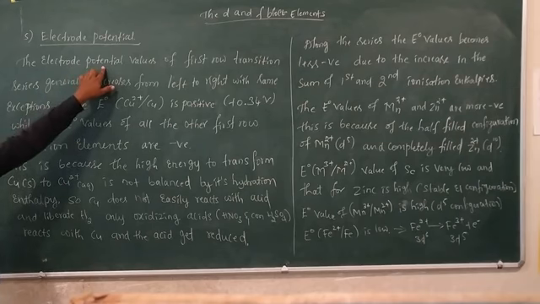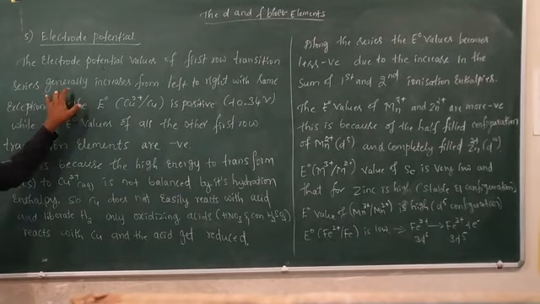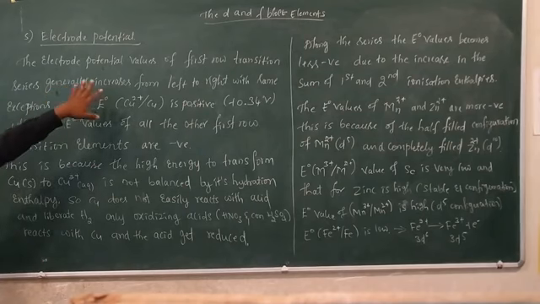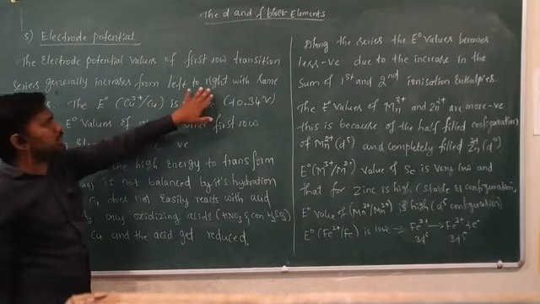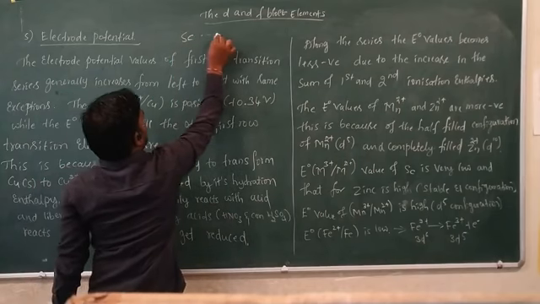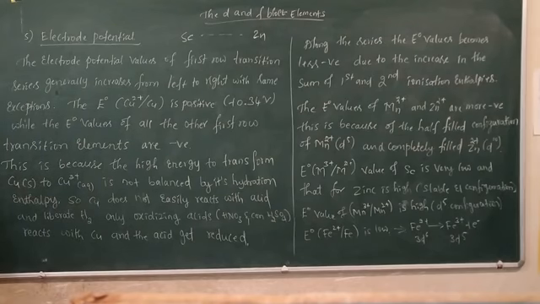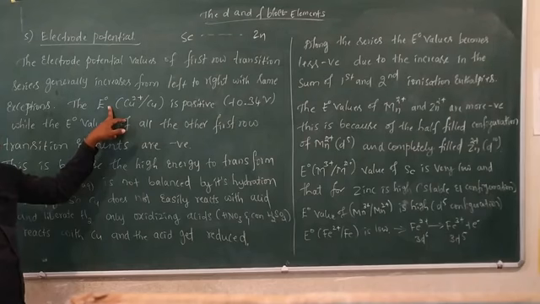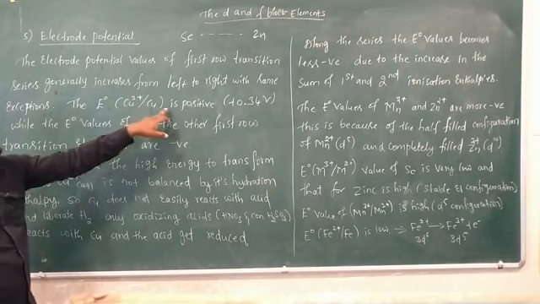Electrode potential values of the first row transition series, meaning the 3D series scandium to zinc, gradually increase from left to right, with some exceptions. One exception is the E0 value, the standard electrode potential value for copper 2 plus to copper, which is positive.